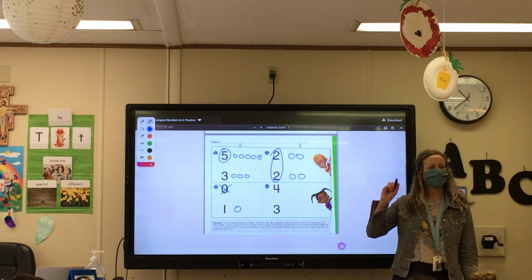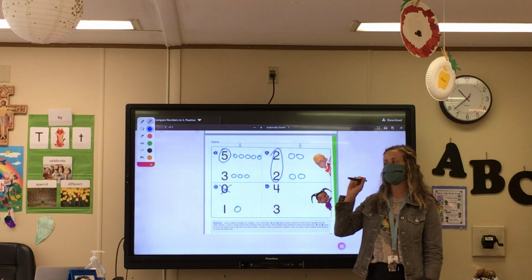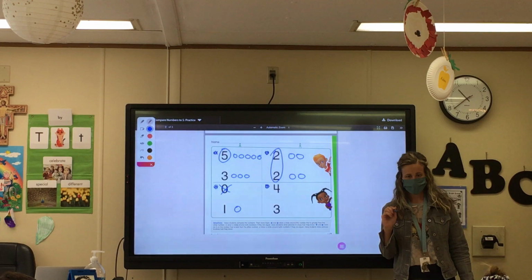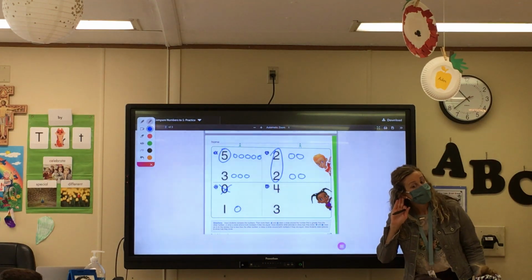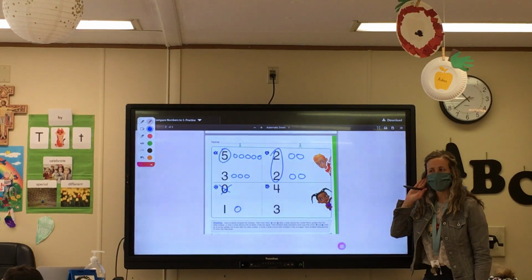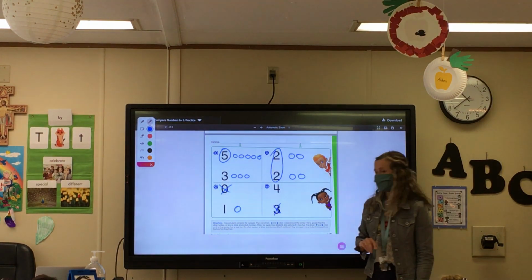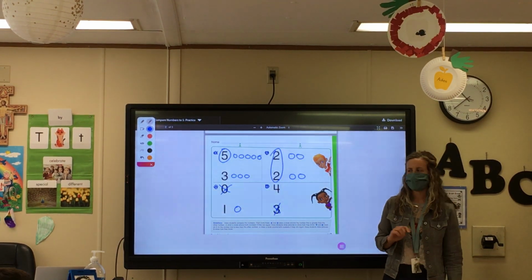Okay, number 6. We have 2 numbers here. Which number is less? Raise your hand if you think you know. Which number is less than the other number? Alina. What number? Say it louder. 3, she says. Do you guys all agree? Yes? Okay, so let's put an X on the 3. And now we're going to draw pictures to show this.